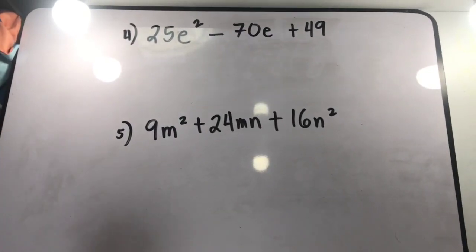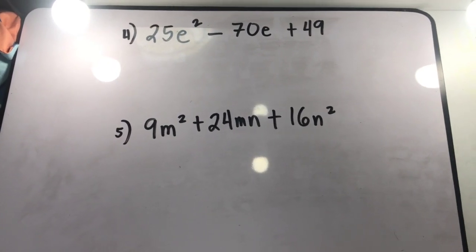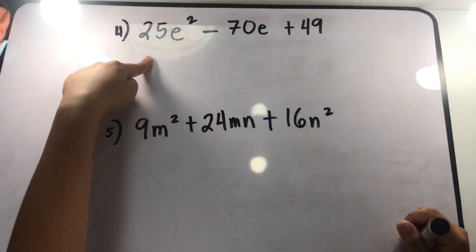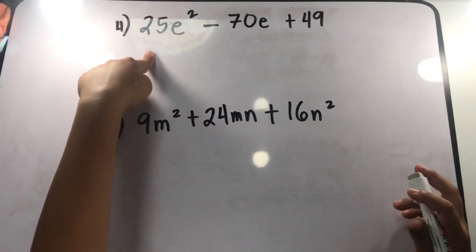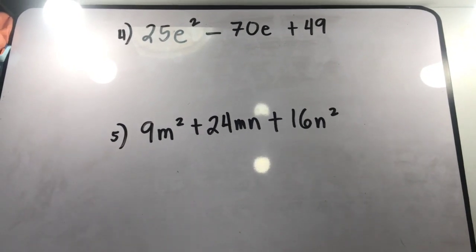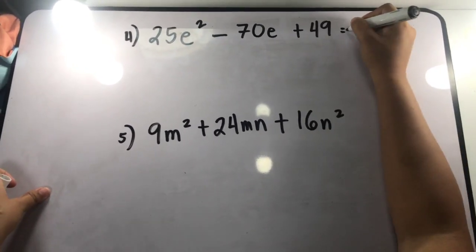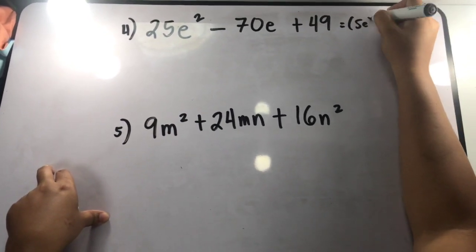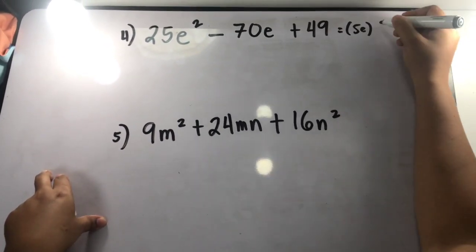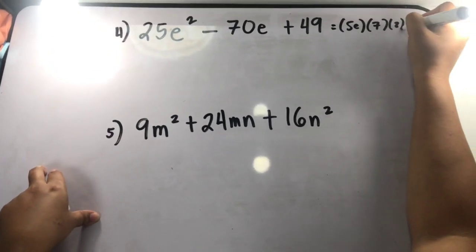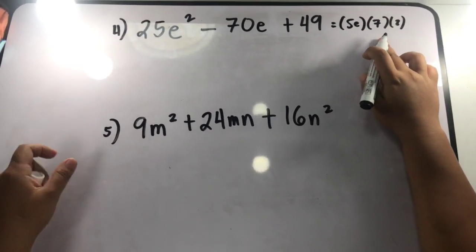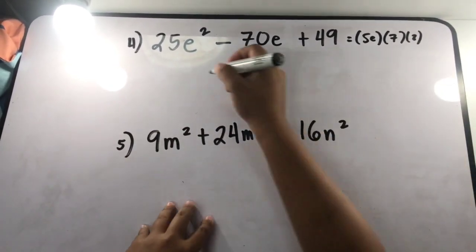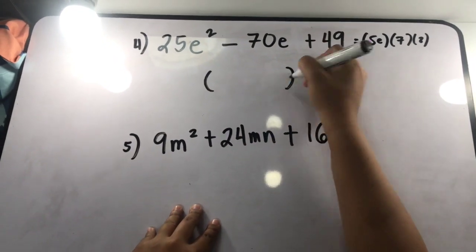Next example, 25e squared minus 70e plus 49. Again, check muna natin kung perfect square trinomial. 25e squared, perfect square. 49, perfect square. Now, let us check the middle term. Square root of 25e squared is 5e. Square root of 49 is 7. Multiply them by 2. So, 5e times 7 is 35e, times 2 is 70e. So, let us factor now.